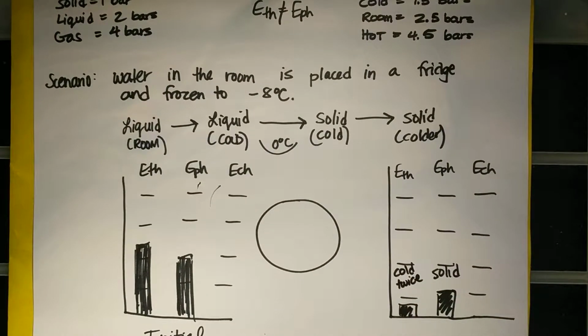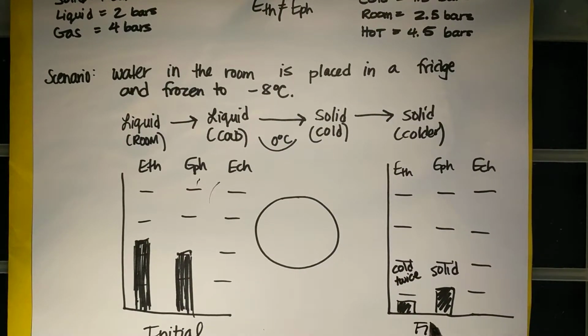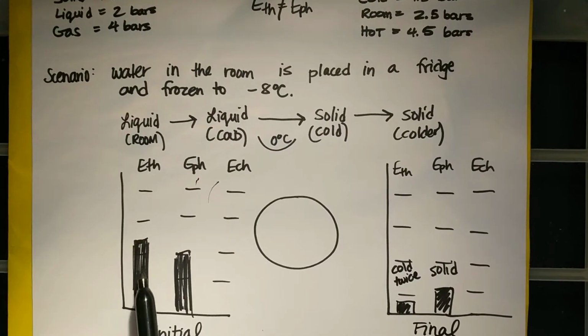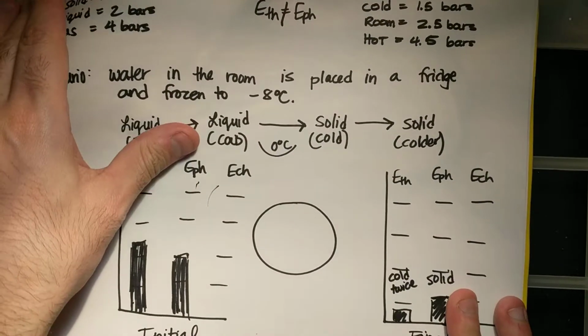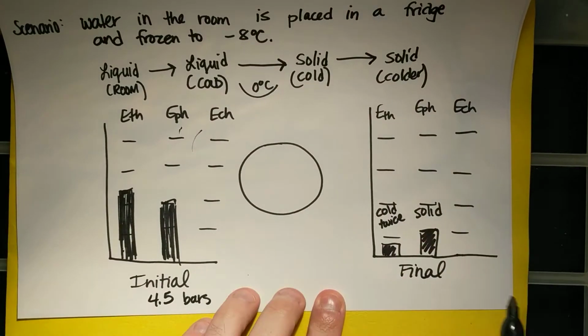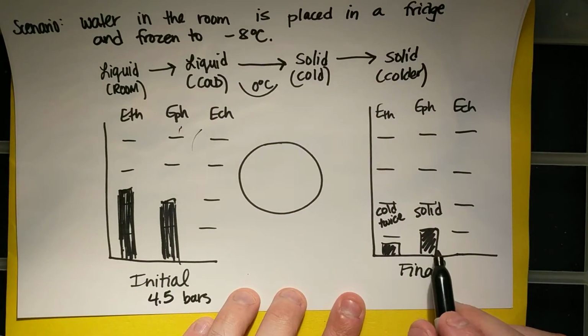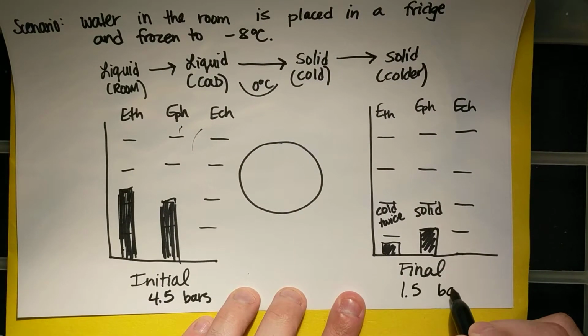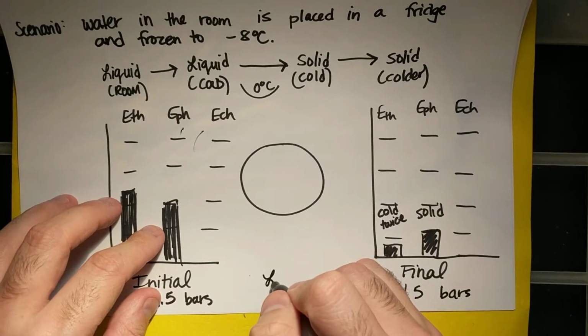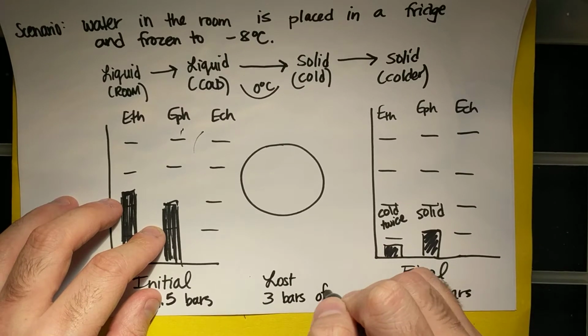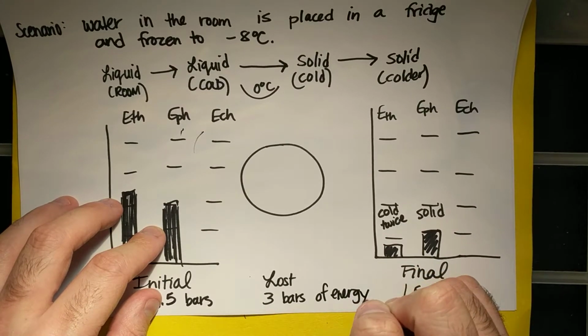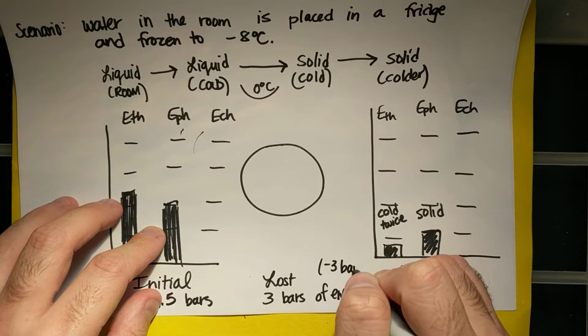So if I'm doing the math here, and this is my final, if I start with, let's say this is 2.5 and 2. If I start with 4.5 bars, oops, we can't see that. If I start with 4.5 bars and I end up with 1.5 bars, it looks like I lost 3 bars of energy. We call that minus 3 bars.